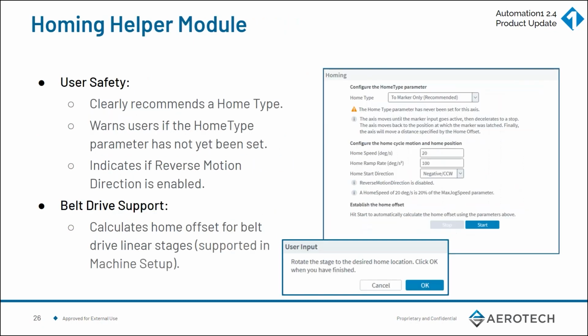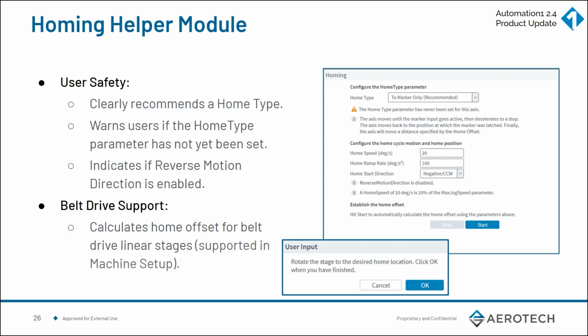In the homing helper module, for longtime Aerotech customers, this is probably one of the more innovative, nice features that we added a few release cycles ago while we continue to make it better. Now, those user safety things here in the homing helper module, which helps you set up your home routine for an axis. Now we clearly recommend a home type. And we warn you if the home type parameter has not yet been set. So if you've never actually gone through and done this, you'll see that little orange triangle with the exclamation point saying, warning, warning, you have not done this yet. And then we also will indicate if a reverse motion direction is enabled.